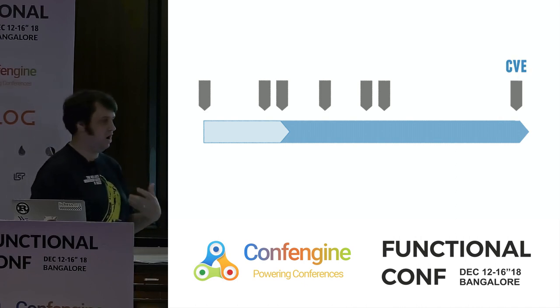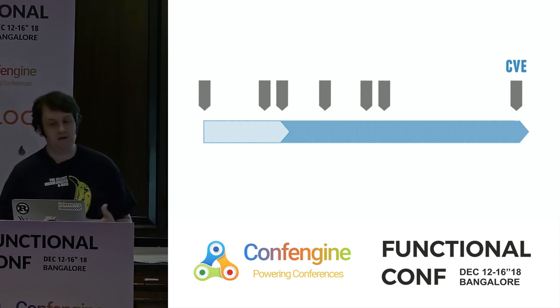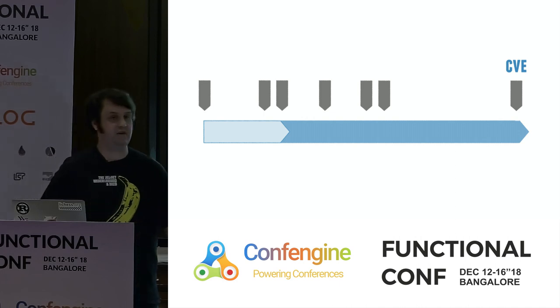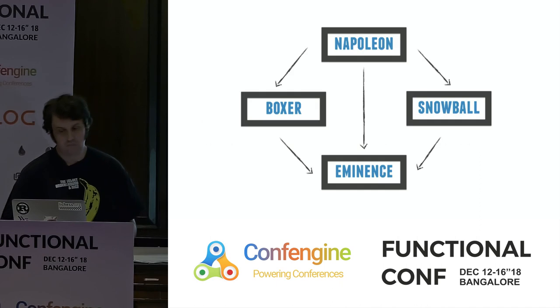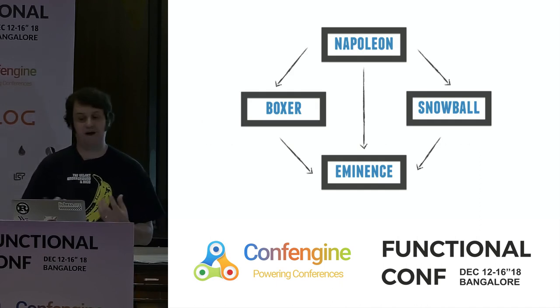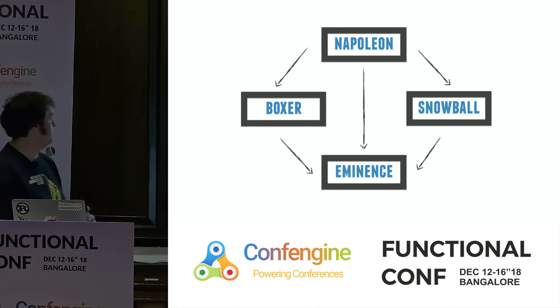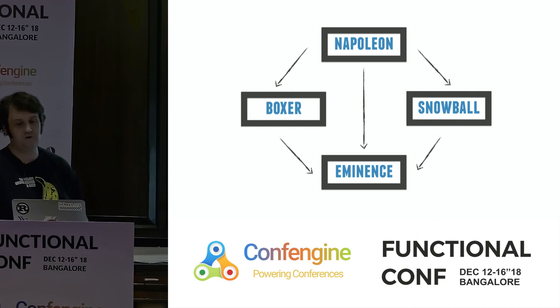And it might be a long time, 5 years later, or 3 years later, or 2 days later. And other events might happen that affect this dependency. It might get a CVE, a vulnerability recorded against it. And I might want to know that. So how would this work, building a dependency management system around facts? So here's a simple dependency graph. Simple projects that I used to have in my own company. So Napoleon depends on Boxer and Snowball, and there's a few graphs here.